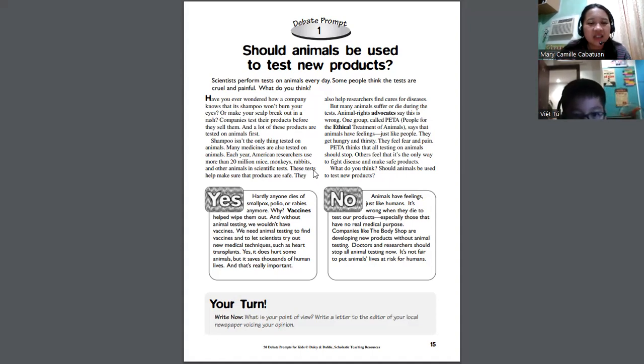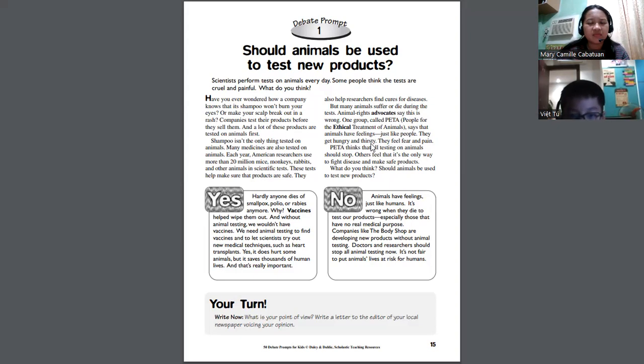Scientists say that these tests help make sure that products are safe. They also help researchers find cures for many diseases. But many animals suffer or die during the test. Animal rights advocates say this is wrong. One group called PETA, People for the Ethical Treatment of Animals, says that animals have feelings just like people.